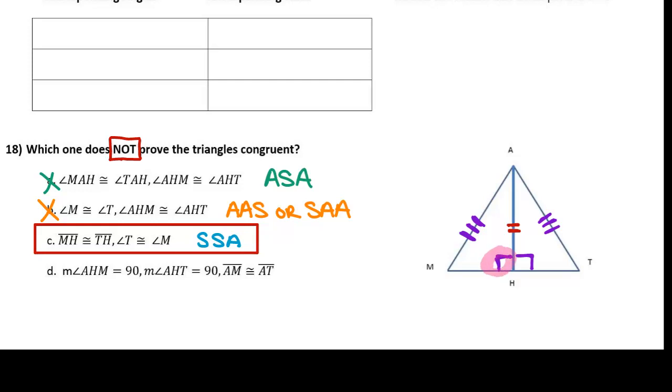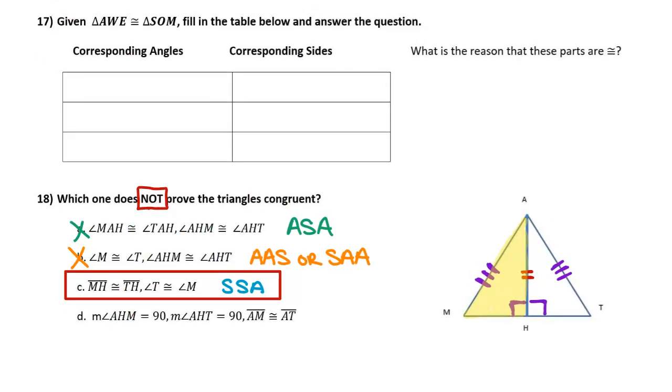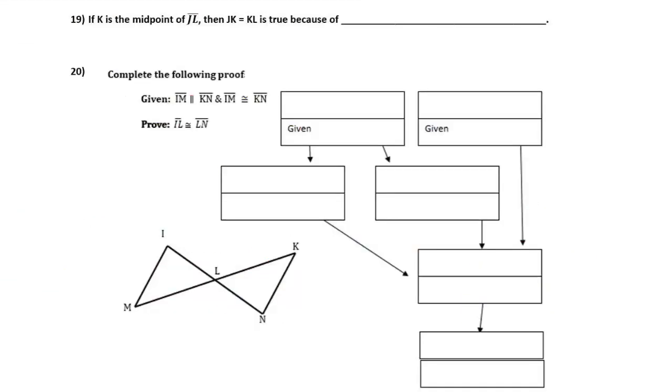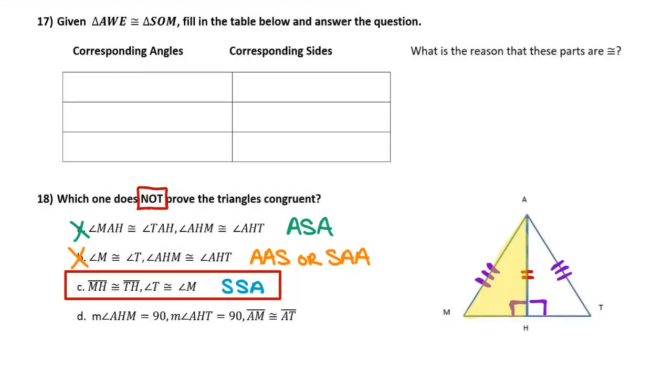If I have this right angle marking in the corner, what kind of triangle do we call it? Yes, that's what we will use. If it has a right angle marking, then it is a right triangle. But if it's got that right angle marking, then it is a right angle. And that means we could use hypotenuse leg if we have the hypotenuse and a corresponding leg.